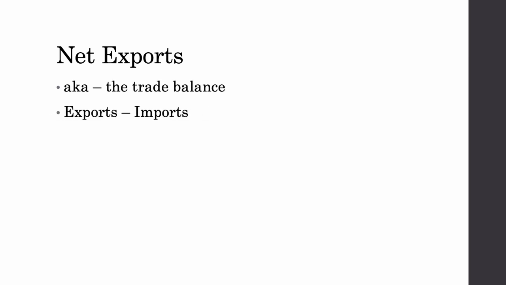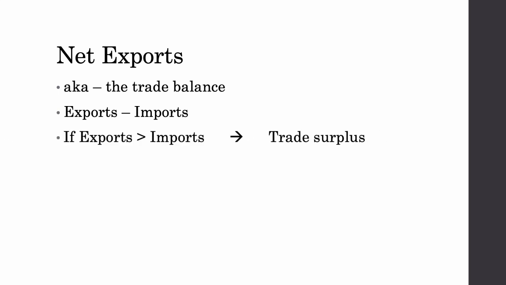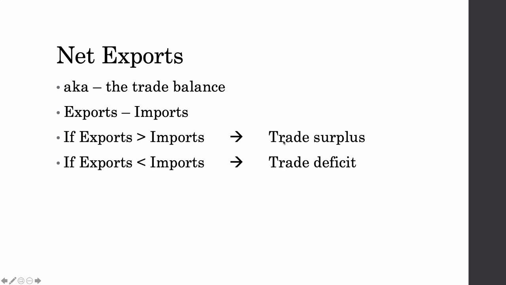Net exports are the total exports of a country, what they make and sell overseas to other countries, minus what they buy from other countries. And again, if exports are greater than imports, you have a trade surplus. And if exports are less than imports, you have a trade deficit. We could think of this as the trade surplus being a positive trade balance, and the trade deficit is having a negative trade balance. Now, the United States has had this negative trade balance since at least the early 80s.